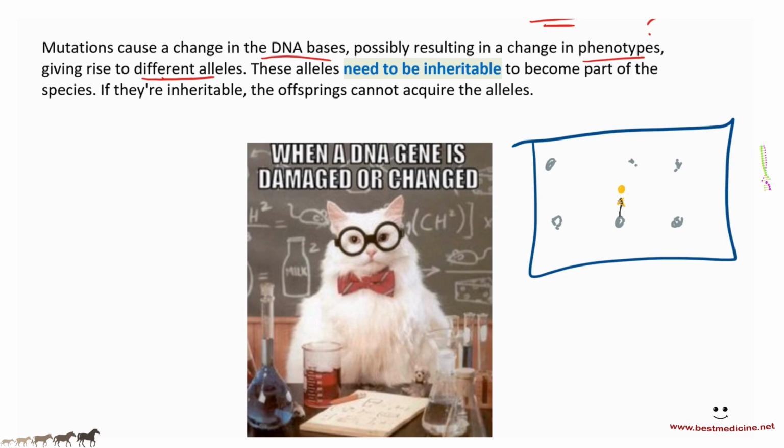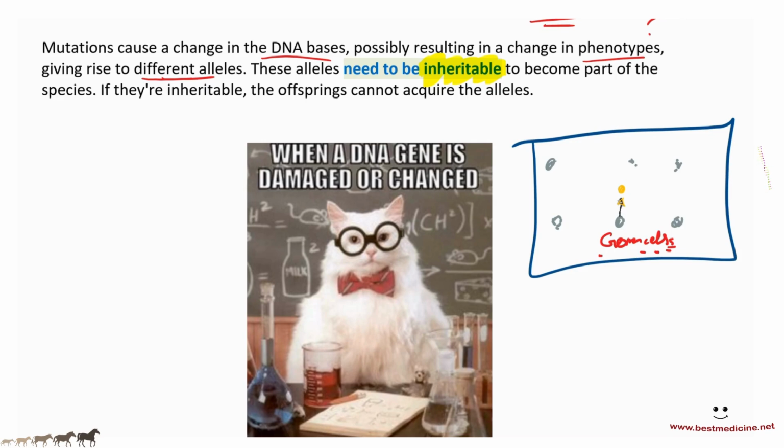Now here's the thing, for this mutation that occurs to become part of the species, it has to be inheritable, and that's very important. The mutation has to be inheritable, which means that the mutation at least has to go into the germ cell, right? Remember, at least in sexually reproducing organisms, it is the germ cells that eventually give rise to offspring. And so the mutation has to be inside the germ cell to be able to be inherited.